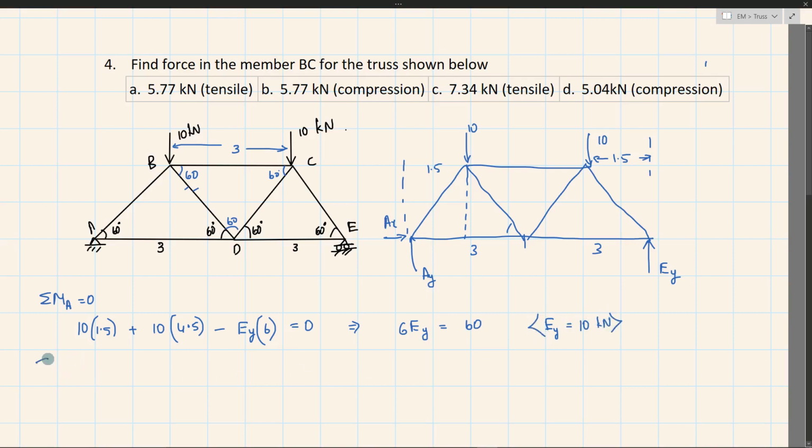So next we have sigma ME is equal to 0, right? Sigma ME, this is E. So we have AY multiplied by 6, distance to rotate in clockwise, and these two 10 kilonewton forces tend to rotate in anti-clockwise direction, minus 10 into 4.5, minus 10 into 1.5 is equal to 0. This also implies that 6 AY is equal to 60 and AY is equal to 10 kilonewton.